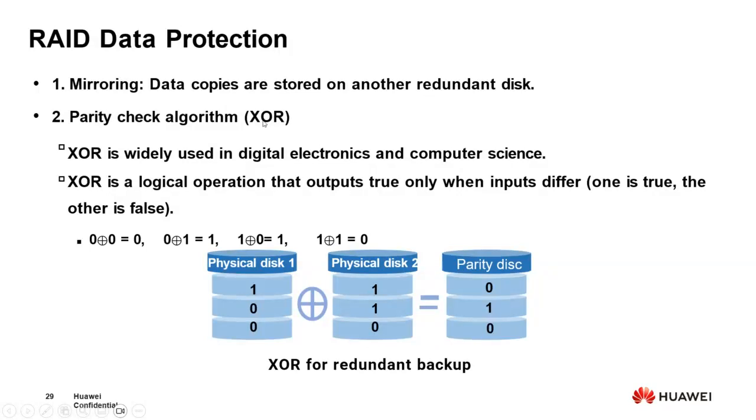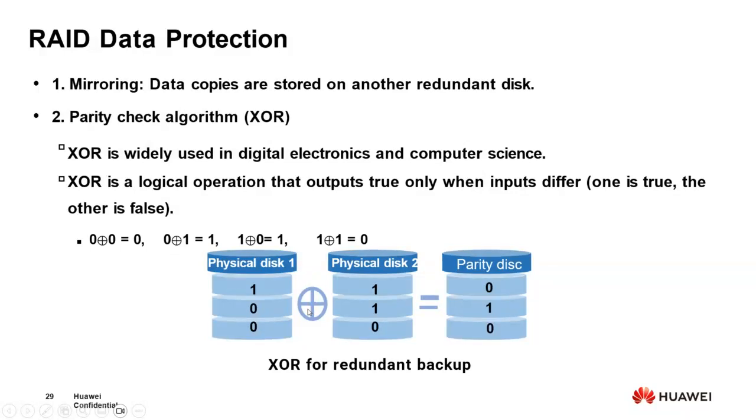XOR means that if you have similar values, the answer is the opposite. If you have similar values, like 1 XOR 1, the answer will be 0 because 1 and 1 are similar. And again, if you have 0, 0, the answer is still 0. So if you have similar values, the answer is always 0. But if you have different values, 0, 1 or 1, 0, the answer is always 1.